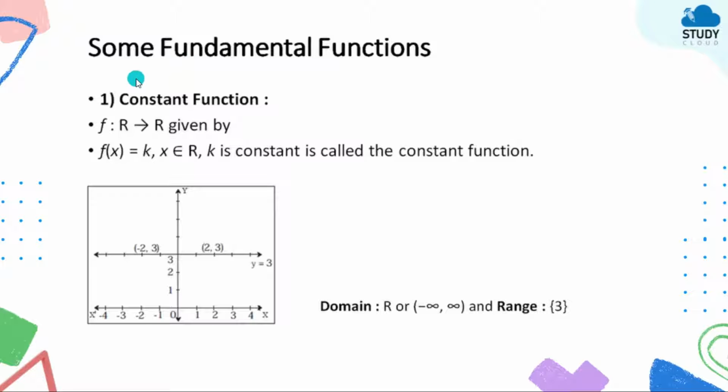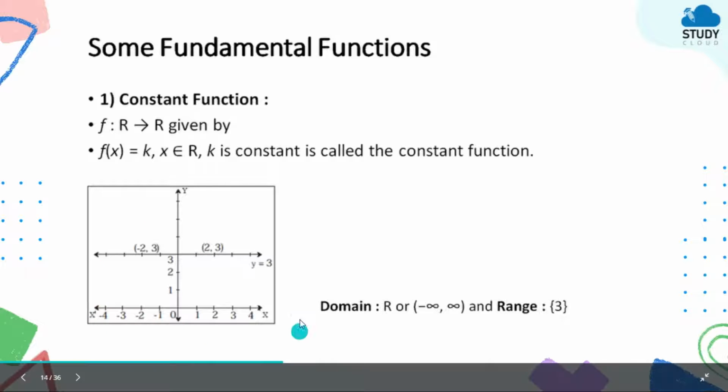Now we are going to see some fundamental functions. The first one that we'll see is the constant function. Students, here you can identify the function by its name. See, it says constant. Here f: R to R given by f(x) = k, where x belongs to R and k is a constant, is called the constant function. K is a constant, means it is a fixed value.